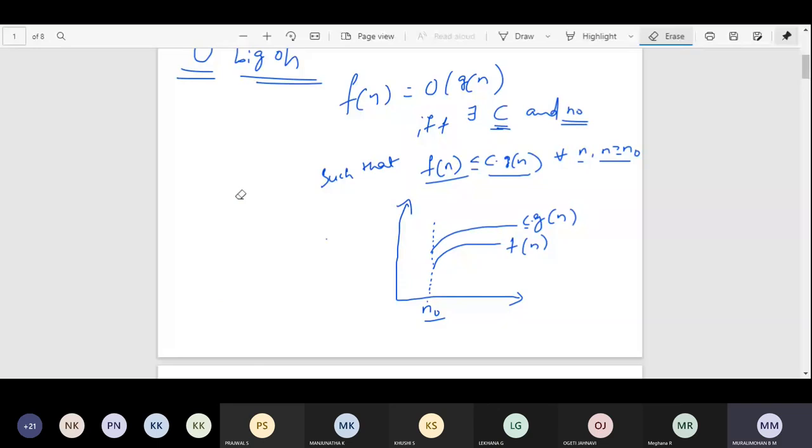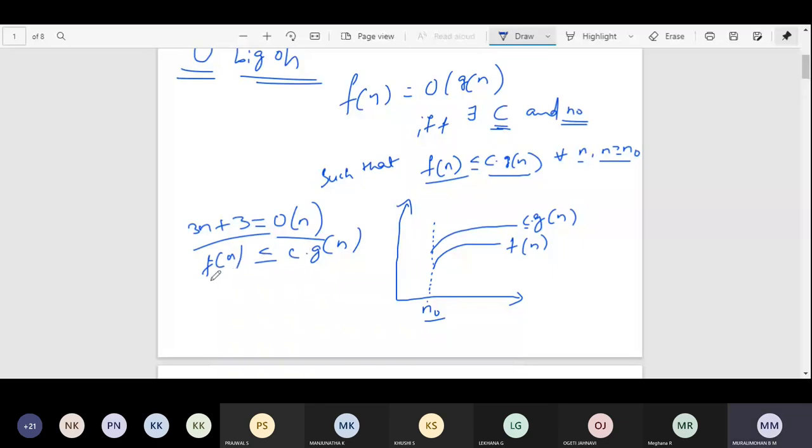We have also seen a few examples yesterday. Let us take one and prove that 3n plus 3 is equal to big O of n. So what is this big O of n? That is c into g of n, and this is f of n. So what is our condition? We should prove that f of n is less than or equal to c into g of n.